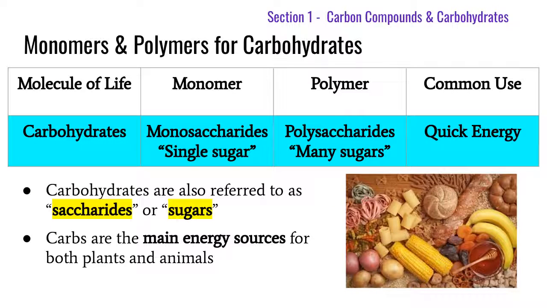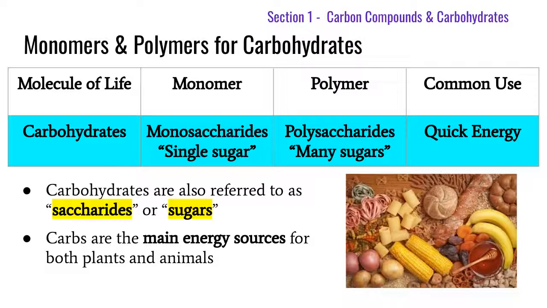Today what we're really going to focus on, instead of focusing on all 4 of the molecules of life, is we're just going to focus on carbohydrates. So you guys should write this whole thing somewhere into your notes, because what we're going to be looking at is the molecule of life, what is the monomer, the polymer, and the common use within our bodies. So the molecule of life that we're first working with are carbohydrates.